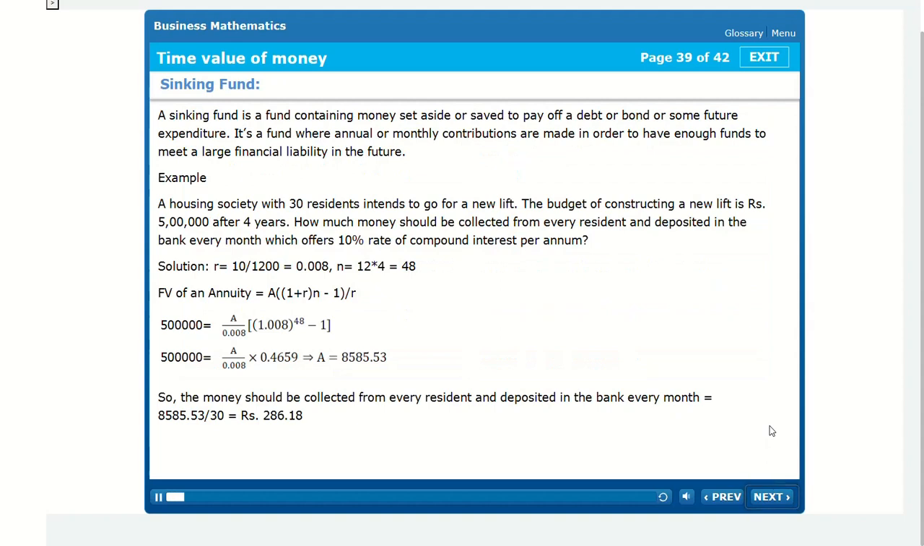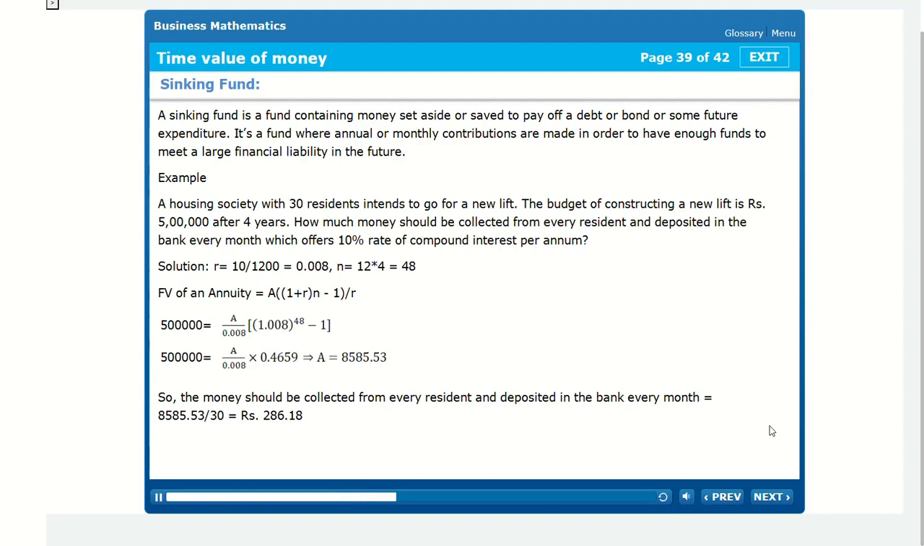Sinking fund. A sinking fund is a fund containing money set aside or saved to pay off a debt or bond or some future expenditure. It's a fund where annual or monthly contributions are made in order to have enough funds to meet a large financial liability in the future.